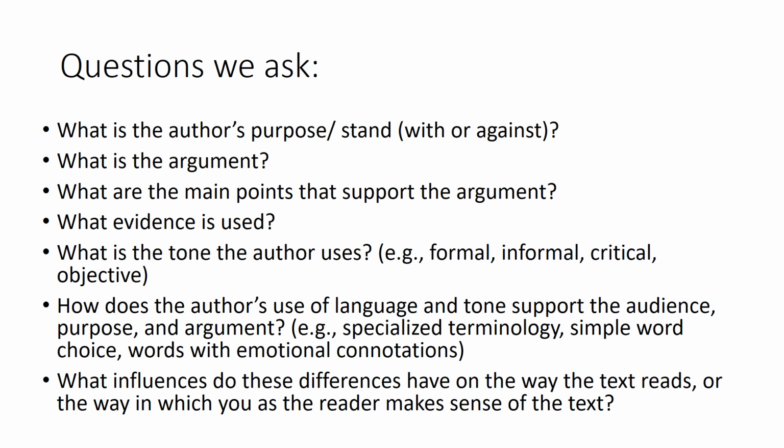How does the author's use of language and tone support the purpose and argument? For example, as we have seen in the previous examples that I've given you about the context, if it's a book about psychology, probably they're going to be using specialized terminology. Or if it's a newspaper article, probably they're going to be using simple word choice. Or if it's something that they want to work on our emotional appeal, we'll find words with emotional connotations.